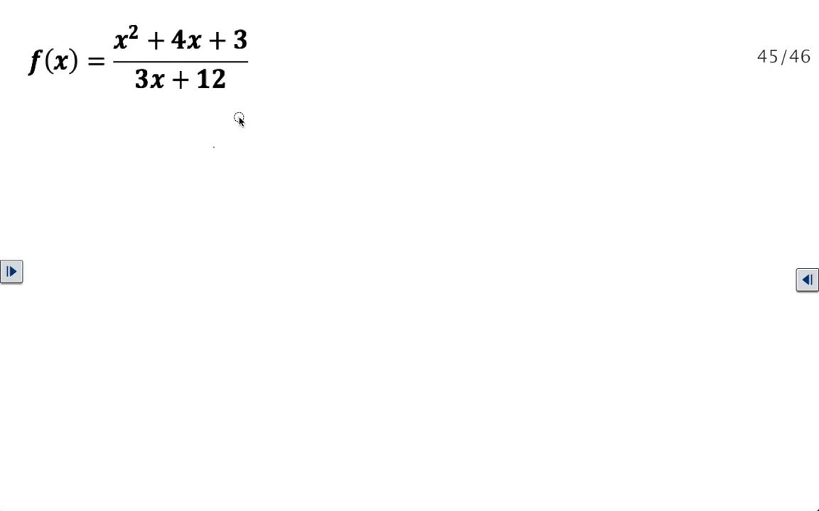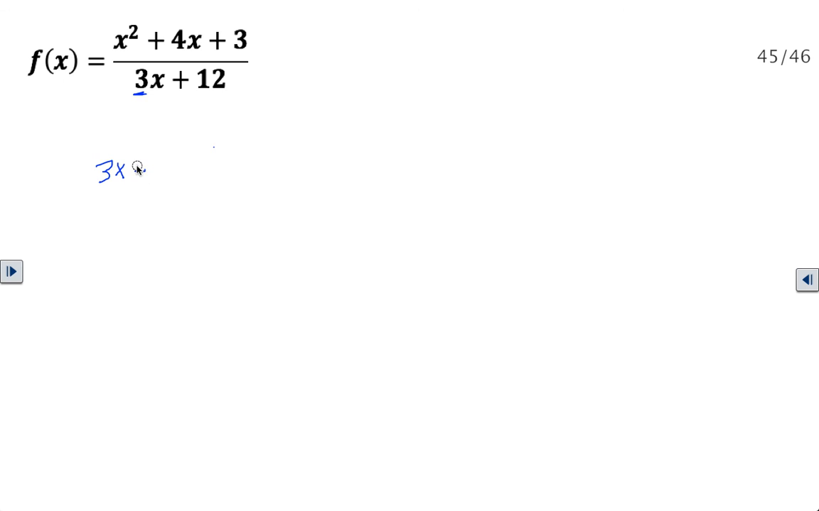Okay. On the graph, or sorry, so we have to do long division. We cannot do synthetic division because of this 3 here. It won't give us the correct answer. So let's just do long division.